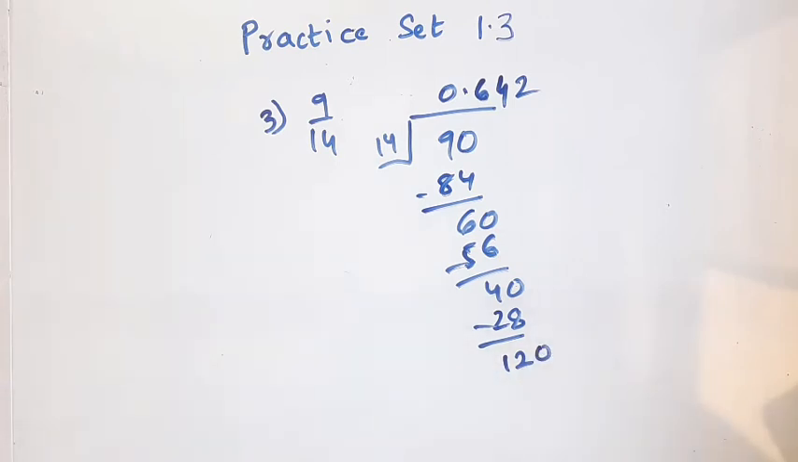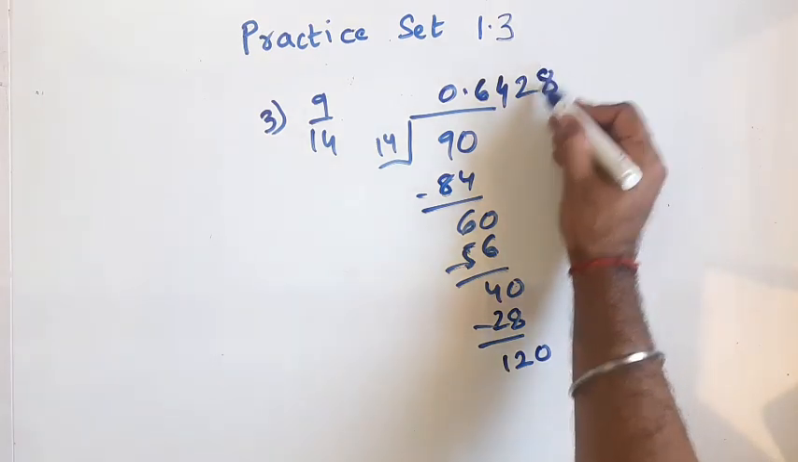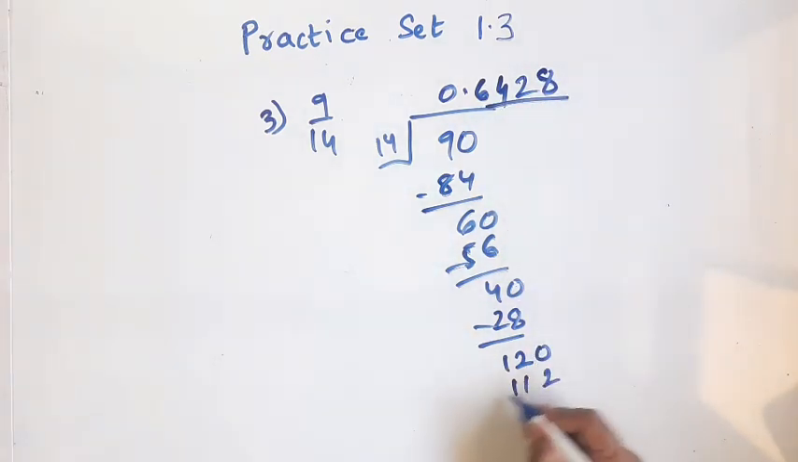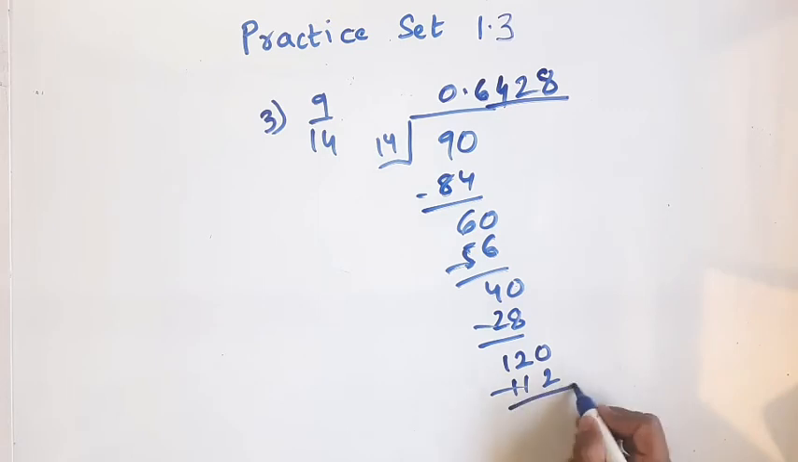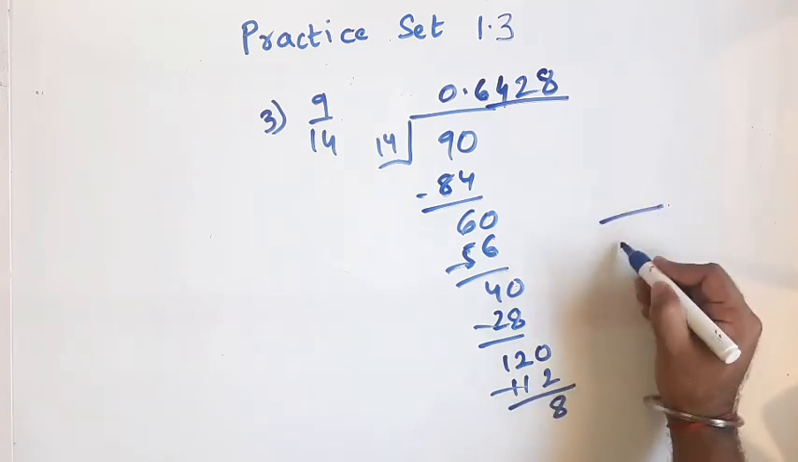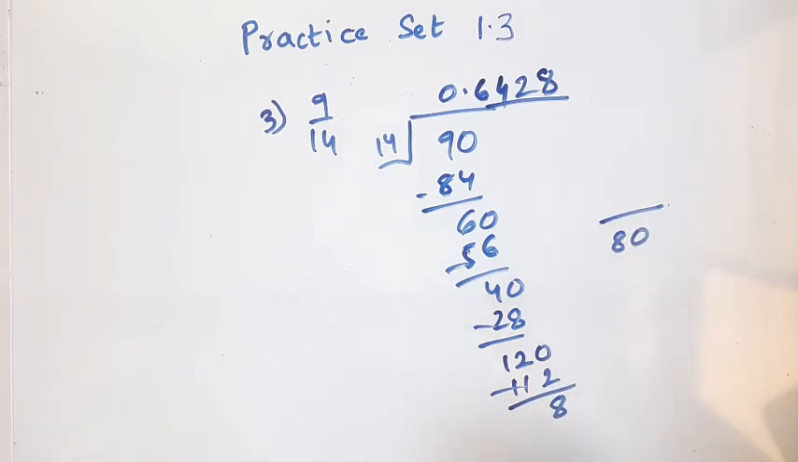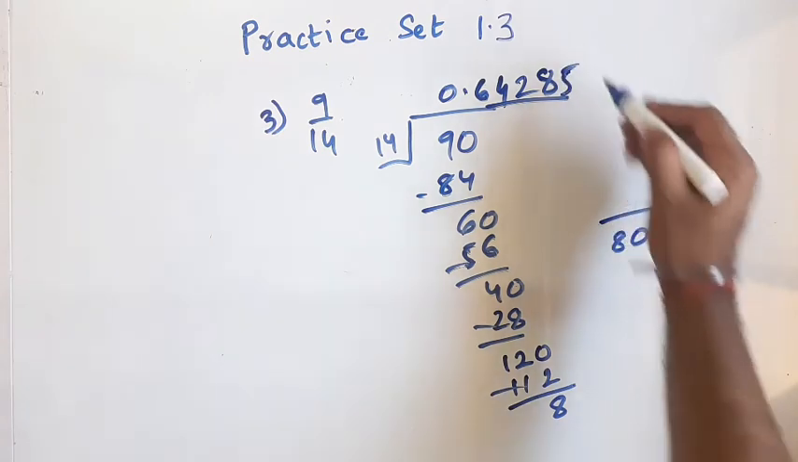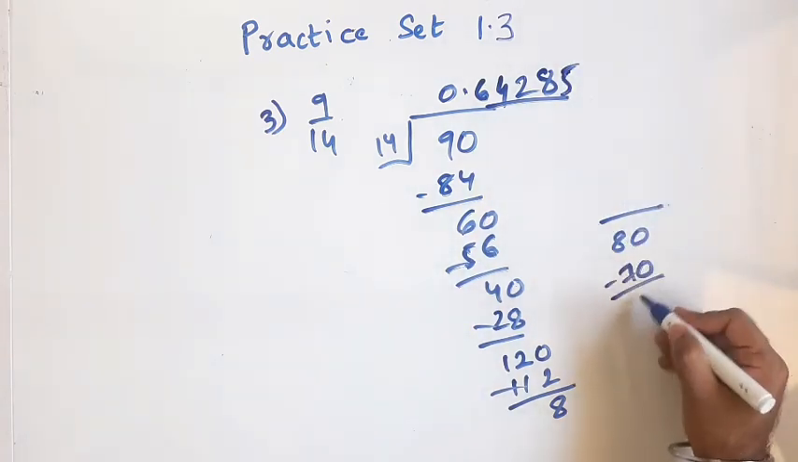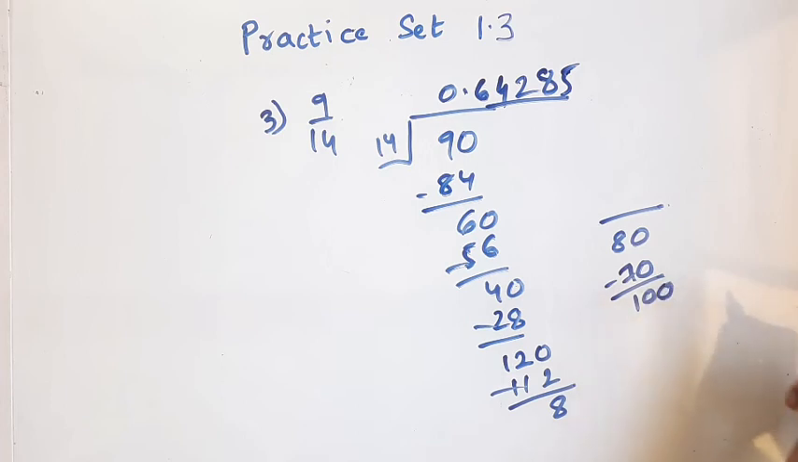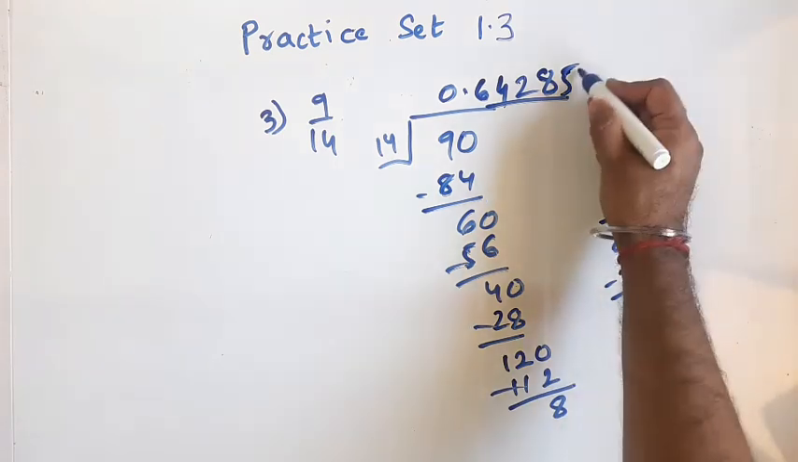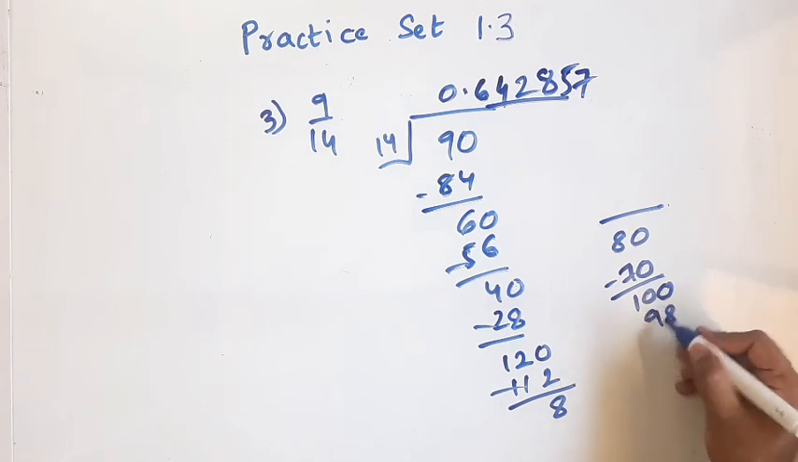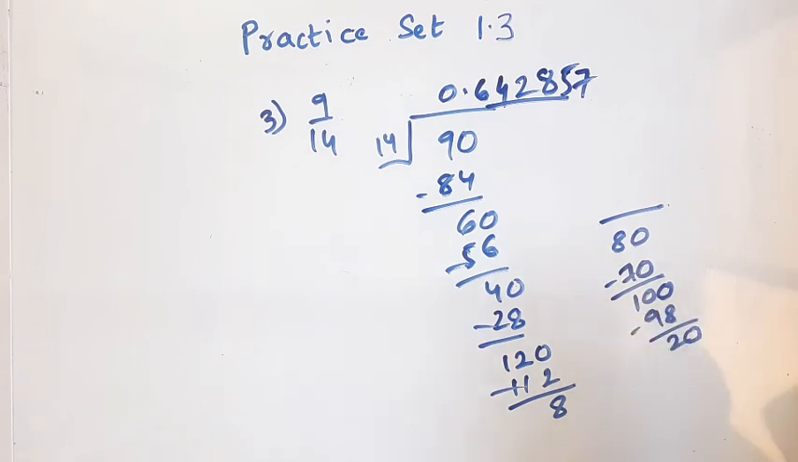14 7 is 98 and 14 8 is 112. So we have to take 8 times 112. What remains here is 8, which I am carrying here, 80. Now 14 5 times is 70. What remains here is 10. Put a 0, 100. Now 14 7 is 98. What remains here is 2.